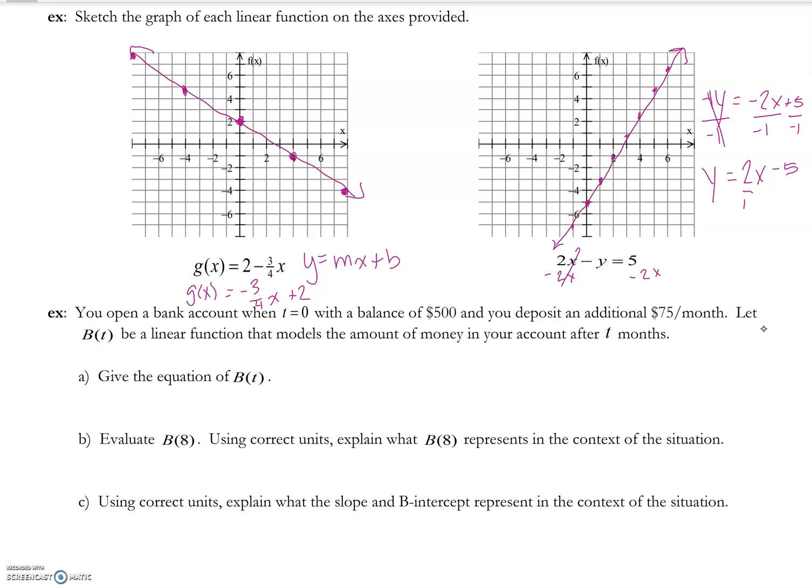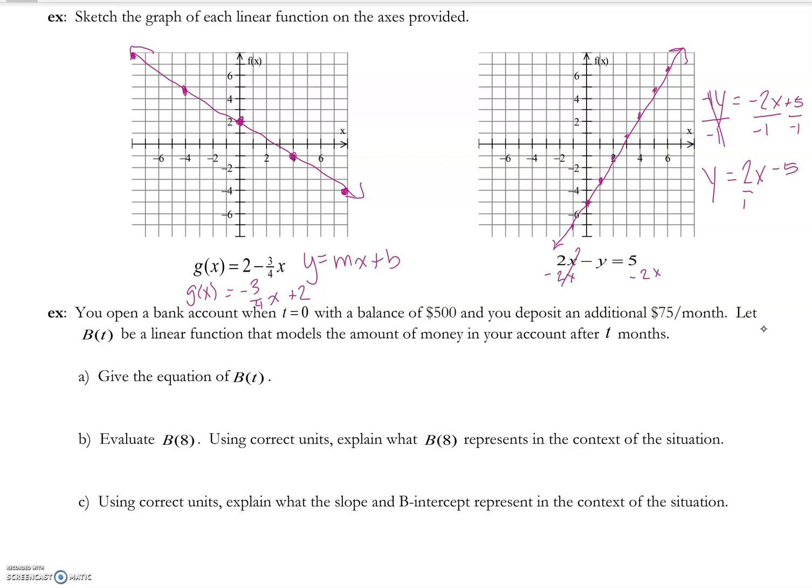It's good practice to go back and check our work. So in our first example, g of x had a negative slope of 3/4 and a y-intercept at 2. So I'm just going to check. I do have a y-intercept up at 2. When I read this graph from left to right, it is going down, meaning I did graph a correct negative slope. And I went down 1, 2, 3 spaces over 1, 2, 3, 4 spaces.